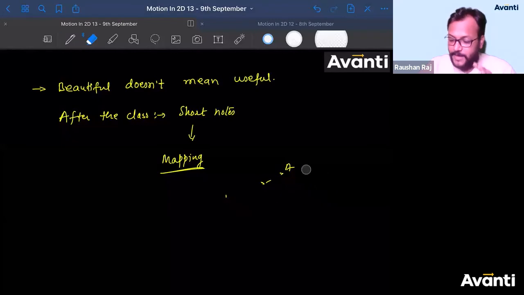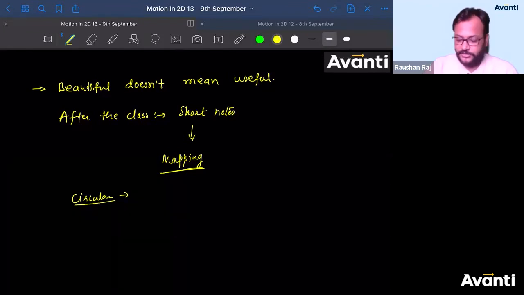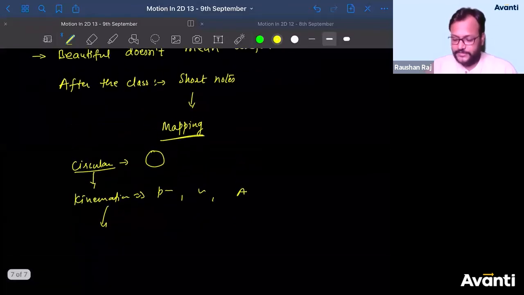Similarly, you have to follow a map. You have to make a map out of the class. कि okay, in circular motion क्या पढ़ाया था? Kinematics, circular motion, like this. What is circular motion? Circle है. Then we have studied kinematics. In kinematics, what are the things that I have studied? Position vector, velocity vector, angular velocity, angular acceleration. I'll write it down. This is called as like flowchart mapping.